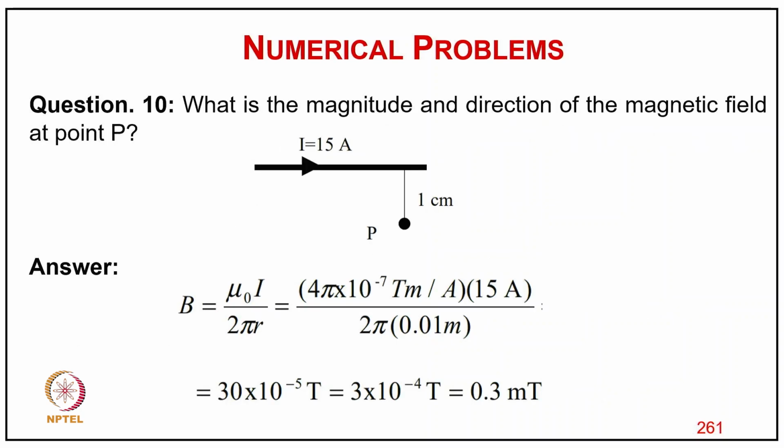Question 10 is, what is the magnitude and direction of magnetic field at point P, where current I equal to 15 and the distance is 1 centimeter. So B is mu 0 I upon 2 pi r. So we can calculate, it comes around 0.3 millitesla.